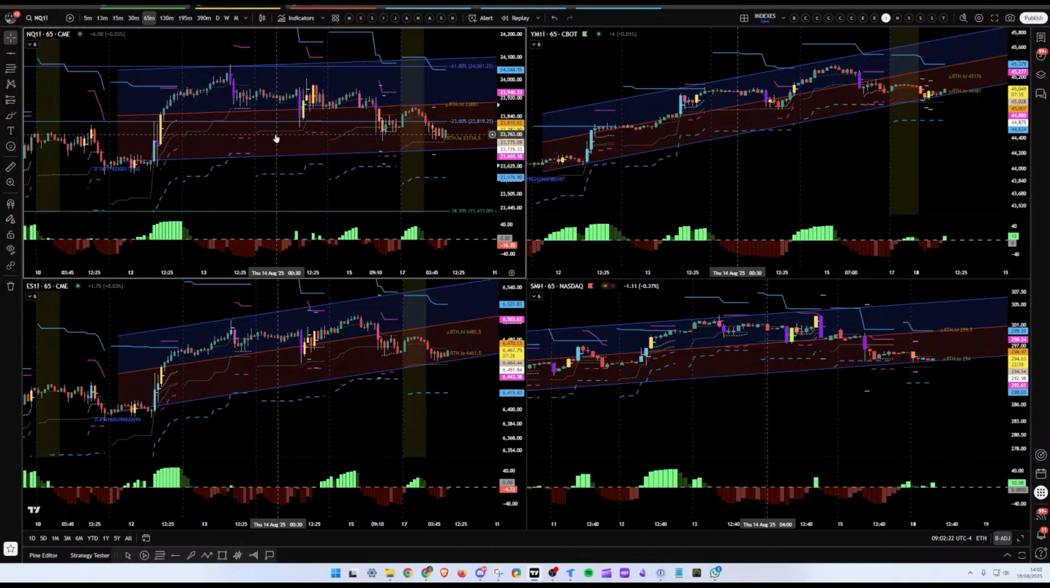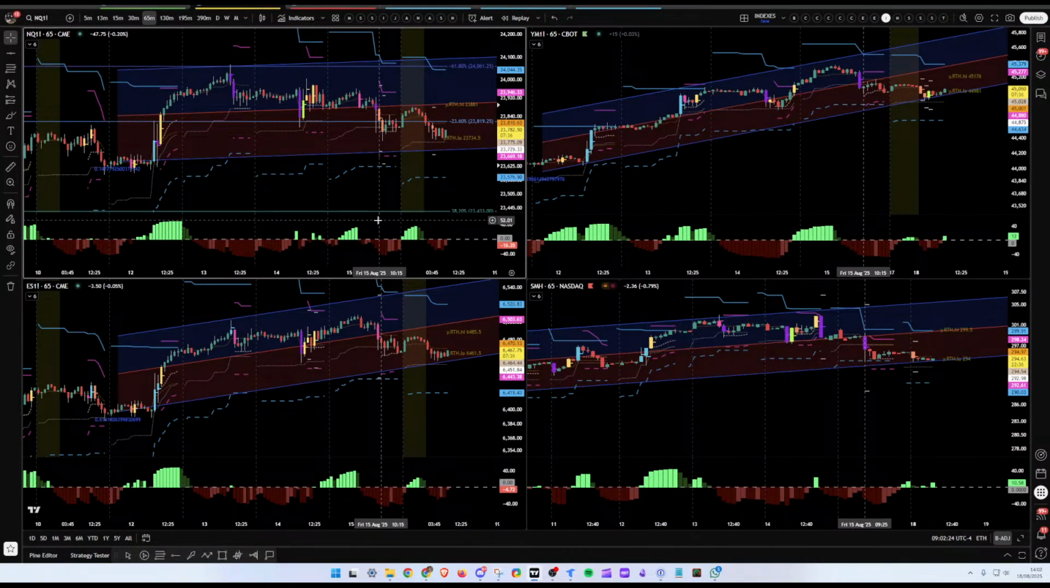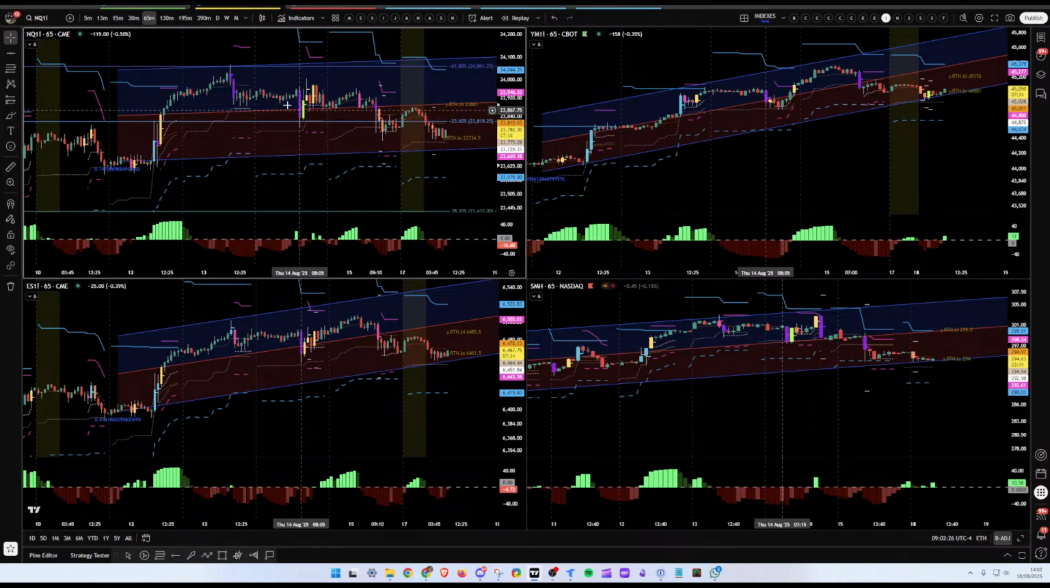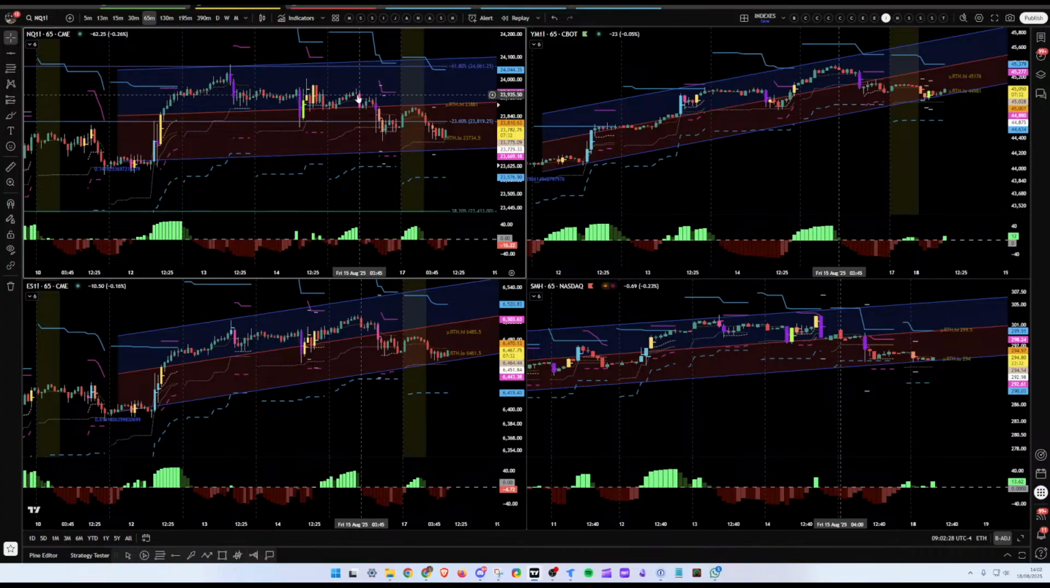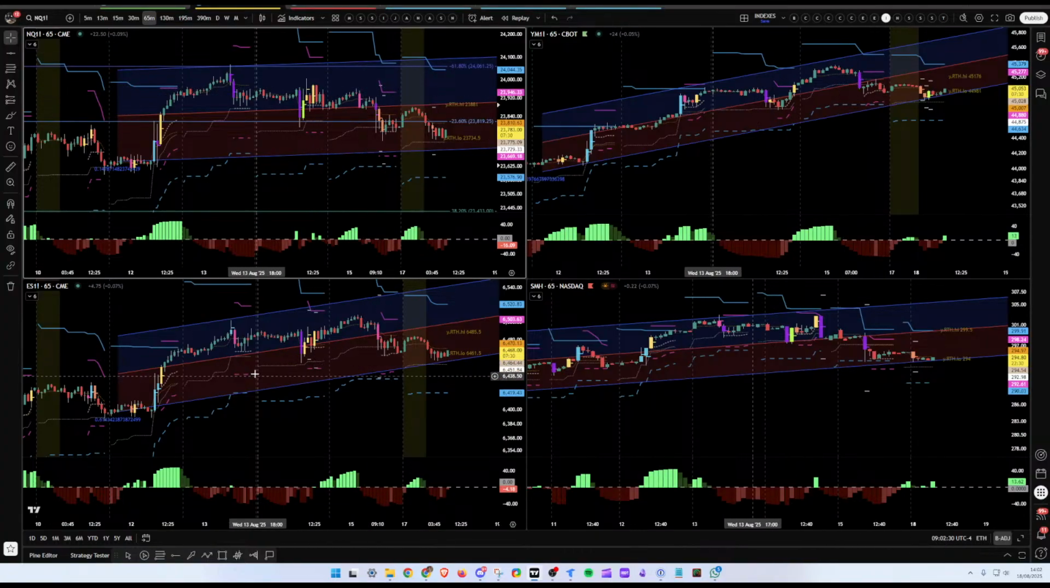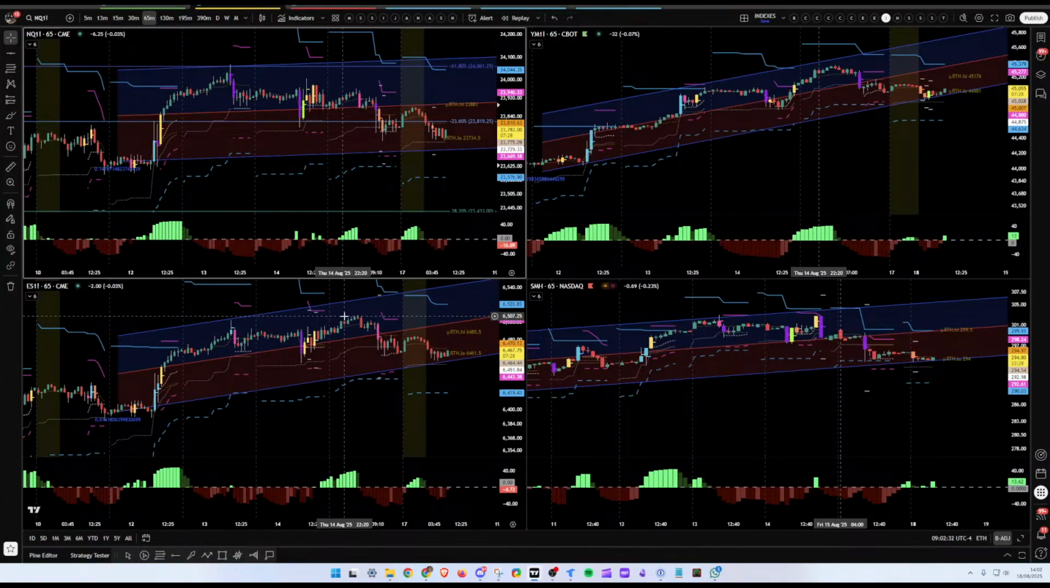So going to the smaller time frames, obviously this is the trend from last week. We pretty much rejected previous day highs on most of the days on the NQ, and very similar on the ES as well.